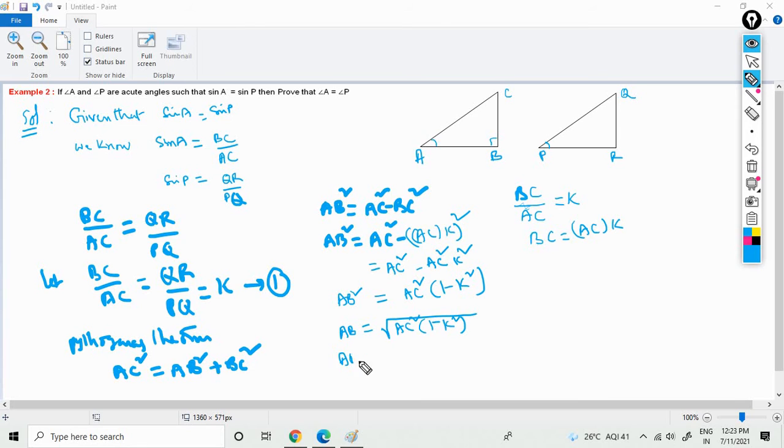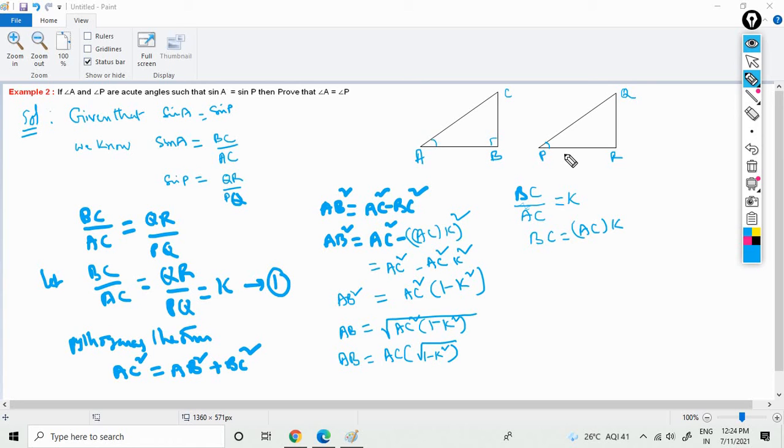So now AB is equal to AC, the square is there, you can take it out, and root of 1 minus K square will be here. So similarly, you need to understand what PQ is from this particular triangle. Here PQ square also you need to derive. So from there I will identify the PR value.